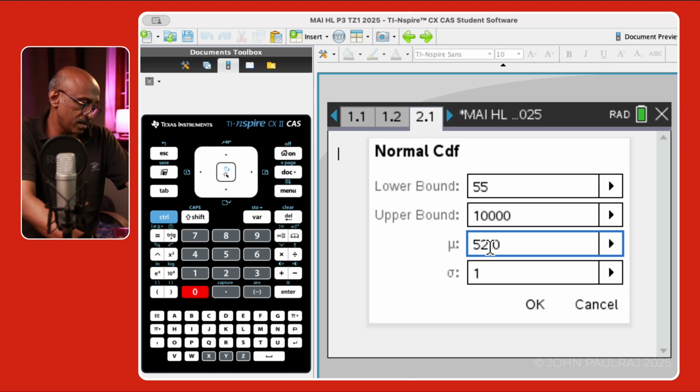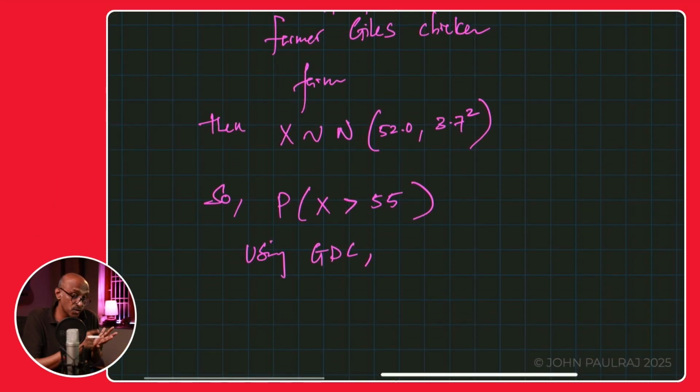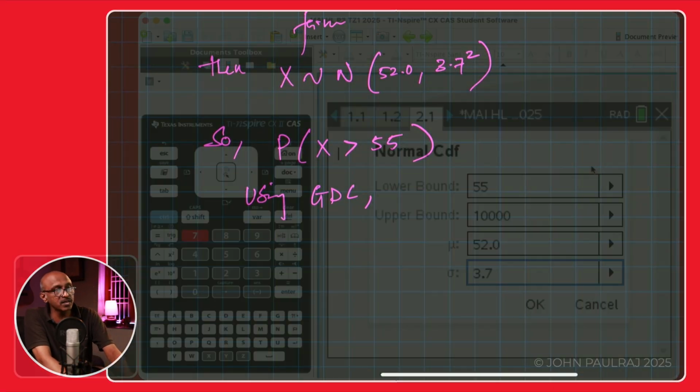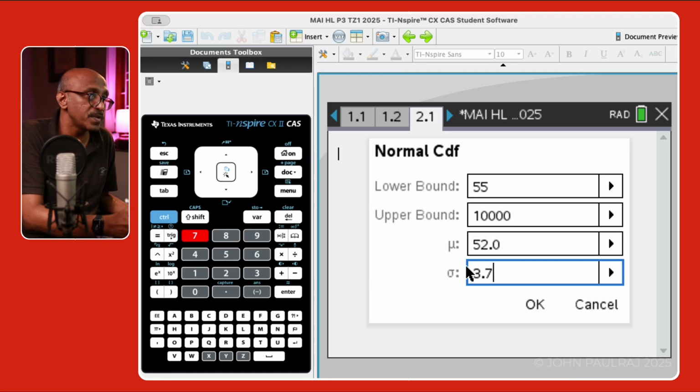52.0, and the sigma. Even though the notation in the question involves sigma squared, the variance, when you're writing, we actually use just sigma. All that you entered here on the graphing calculator needs to be reported, not just the answer, everything. So using GDC, I'm just going to copy down what we have.